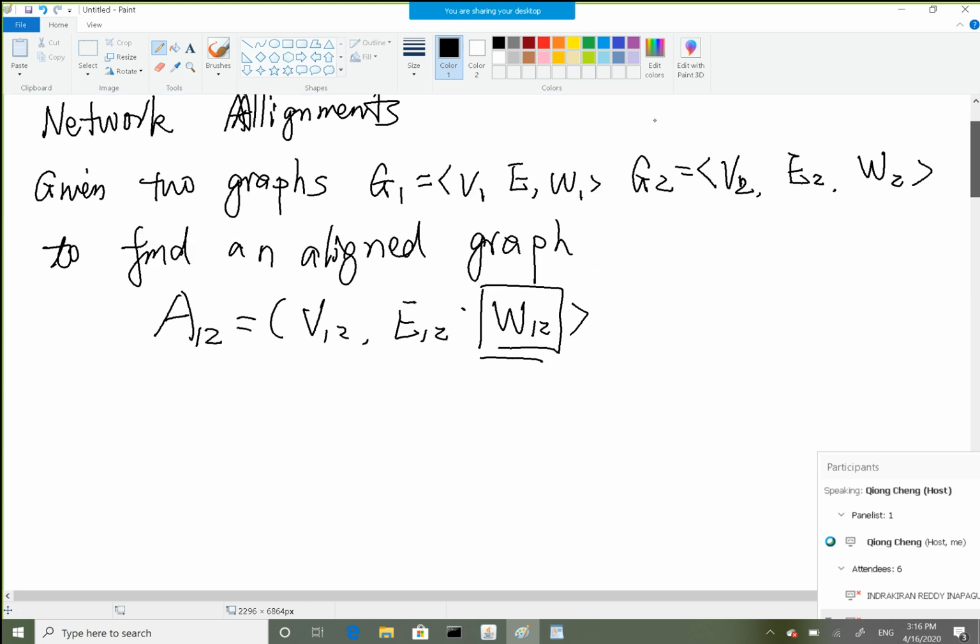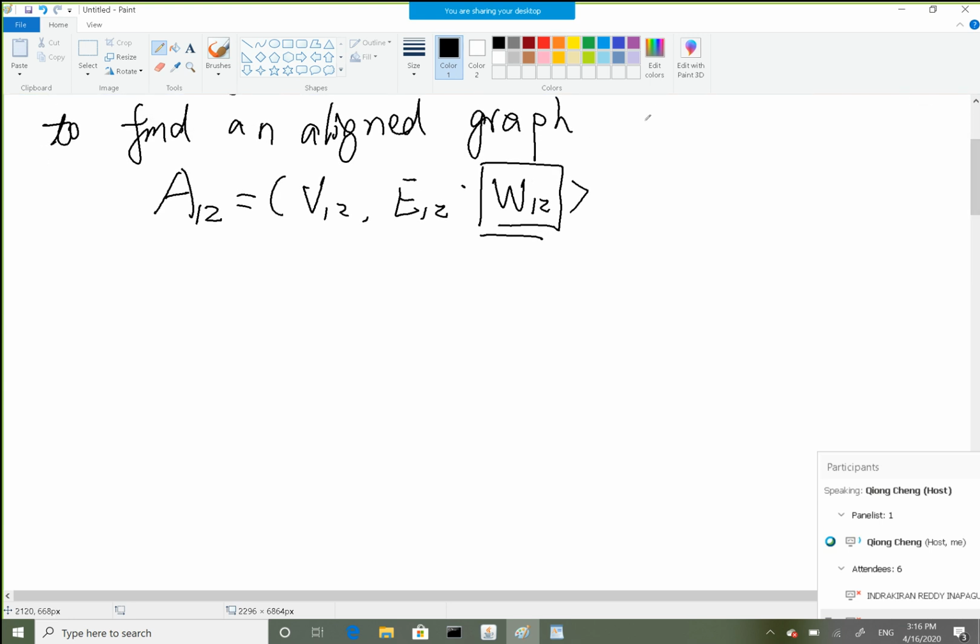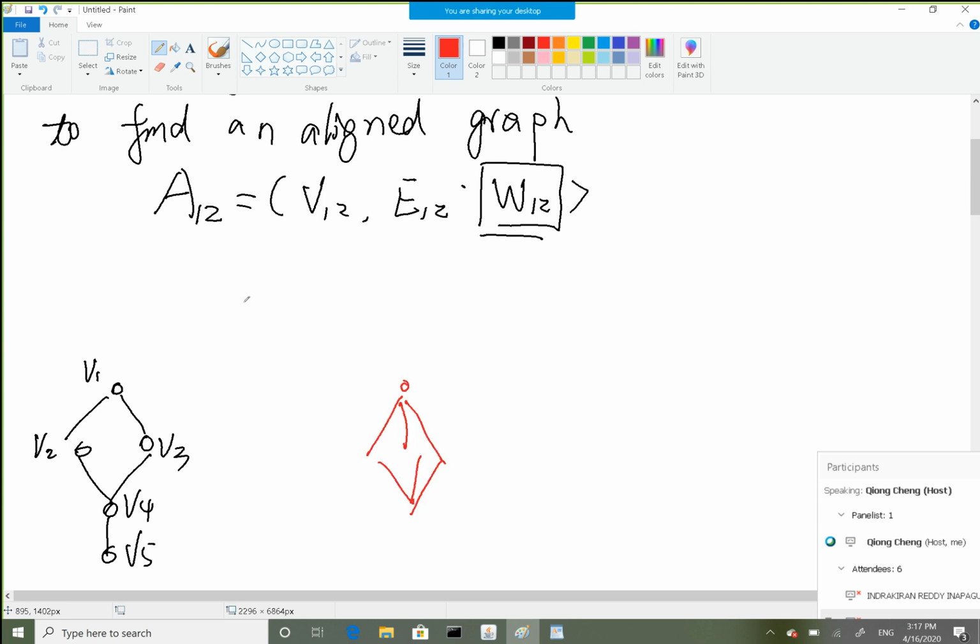First, I give you an example, and then you will see what V12 and E12 are. So let's see an example. I draw a network, and this is G1, right? In this one, I give the labels: V1, V2, V3, V4, V5. Then I draw another graph, in this way.